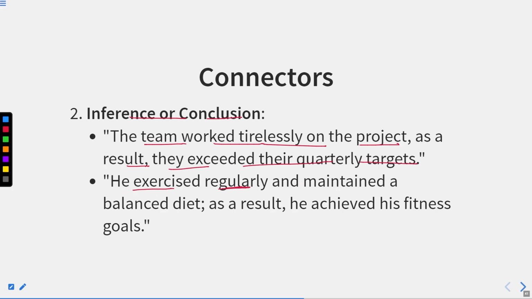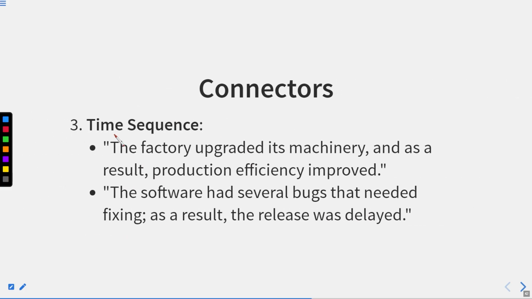He exercised regularly and maintained a balanced diet. As a result, he achieved his fitness goals. Time sequence. The factory upgraded its machinery, and as a result, production efficiency improved. The software had several bugs that needed fixing. As a result, the release was delayed. So this is time sequence. It means something which can be shown as the consequences in future or in time duration.